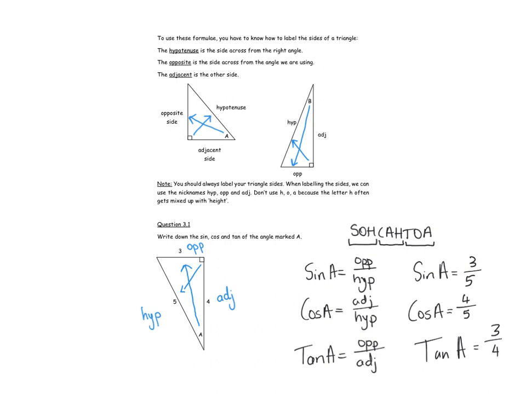So in many questions, you could be asked just to write down what sine, cos, and tan stand for, and that should be hopefully easy enough once you have labeled the sides OPP, ADJ, and HYP, remembering that the opposite is always directly across from the angle, the hypotenuse is always directly across from the right angle, and then the final one is the adjacent.